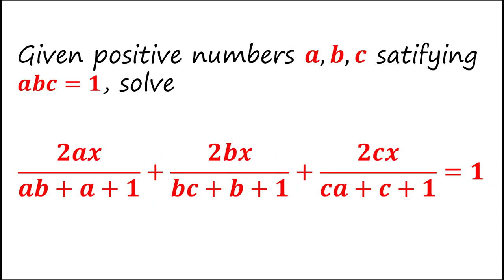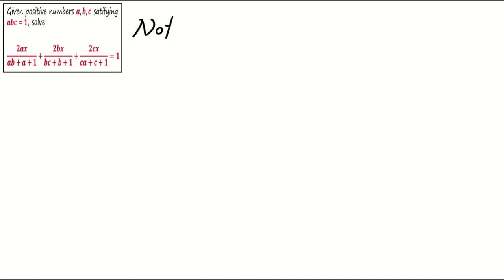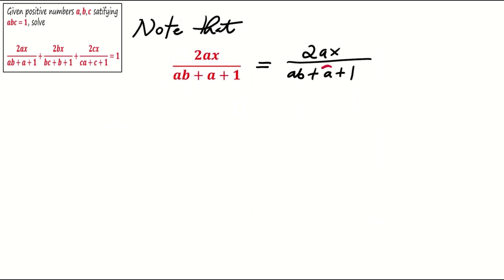Observe the denominators of the terms on the left-hand side of the equation. They are all different. We aim to modify them so that they become the same. Here is how. For the first term of the left-hand side, we do not make any changes, just noticing that there is a common term in both numerator and denominator.